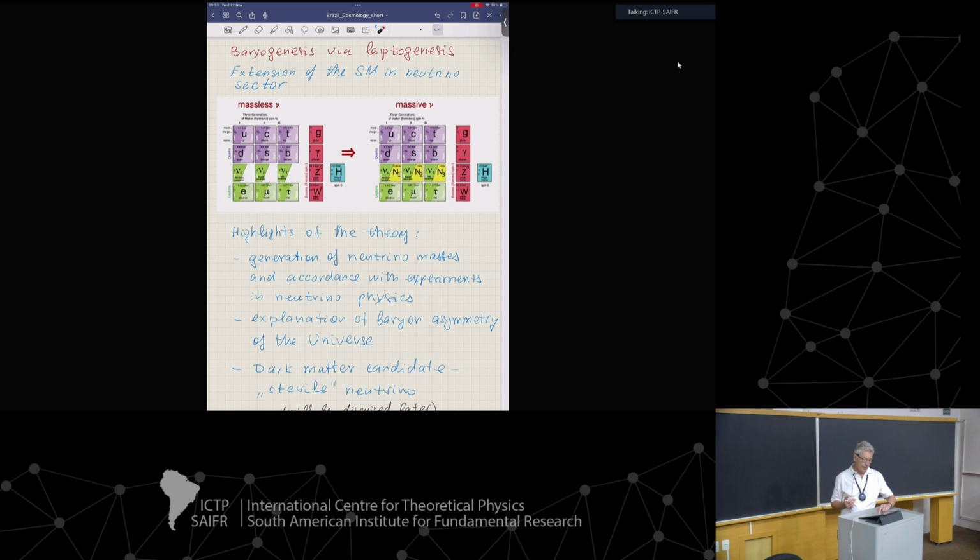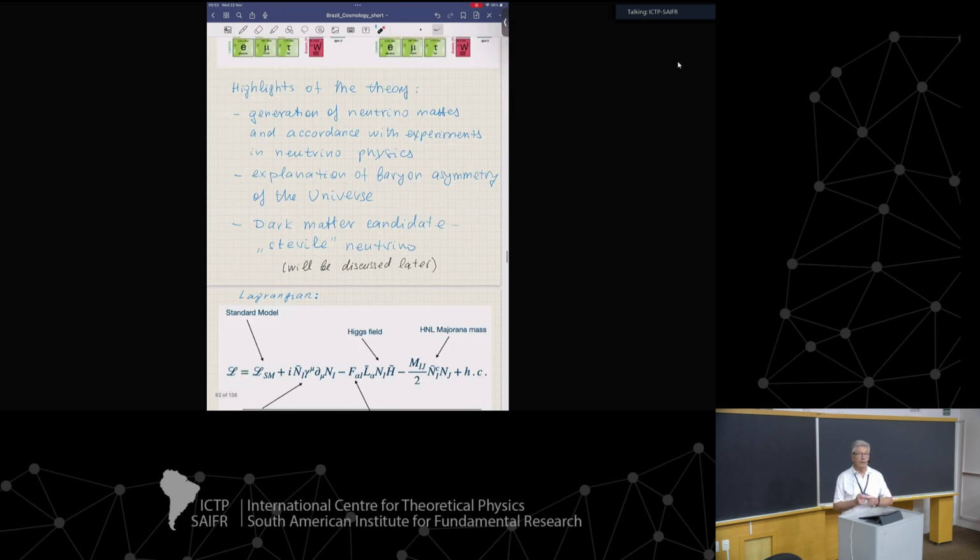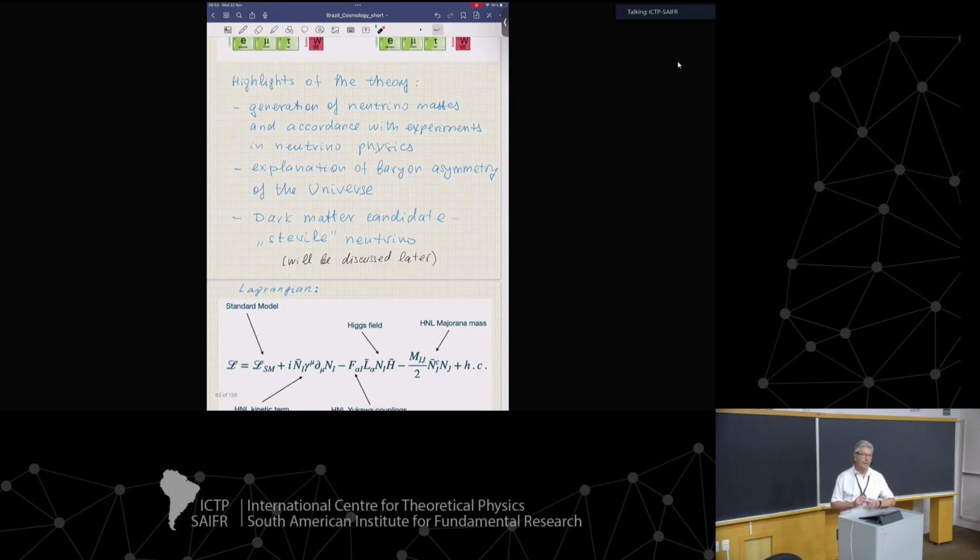So this theory happens to be very interesting. It's called the type 1 seesaw model, or nuMSM, the neutrino minimal standard model. This theory explains neutrino masses, so everything is fine with neutrinos. It provides an explanation of baryon asymmetry. It also gives a dark matter candidate, the sterile neutrino, which I will discuss later.